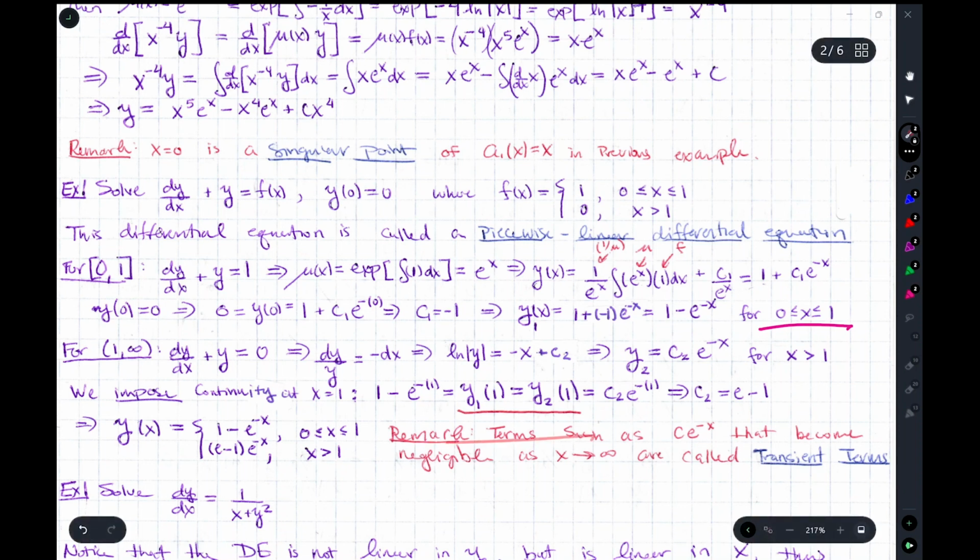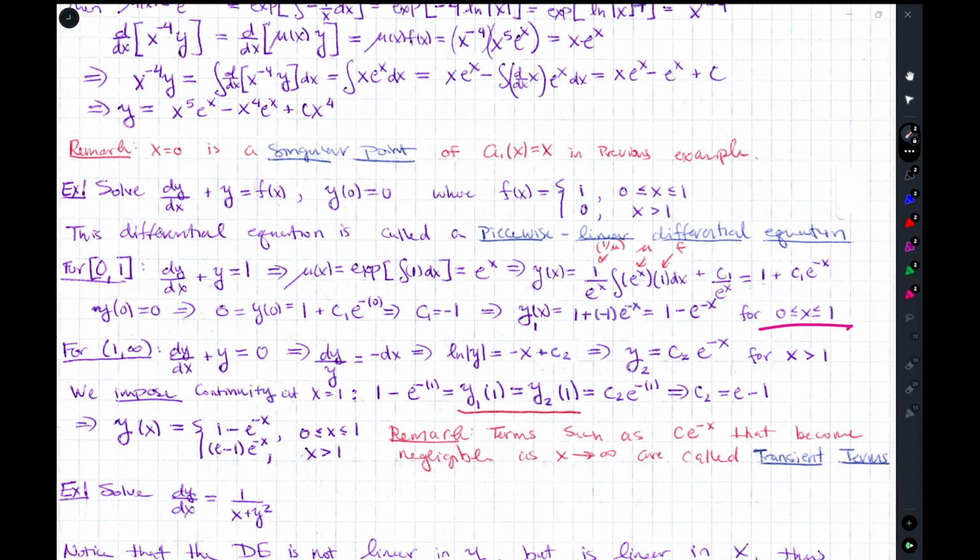And I make this remark, okay, that terms that are of the form e to the -x, or like t if we're looking at time, what happens when x goes to infinity? Then e to the -x goes to 0, right? And so these are called transient terms, okay? So sometimes you'll get problems where they ask you to identify the transient term. These are terms that go to 0 as x goes to infinity.